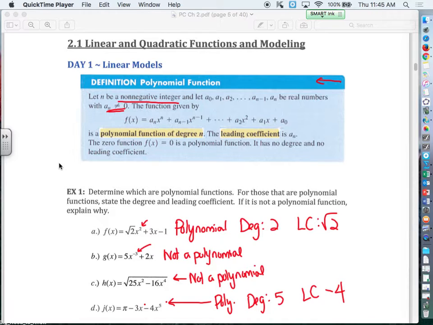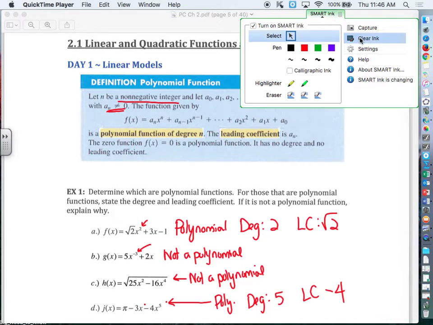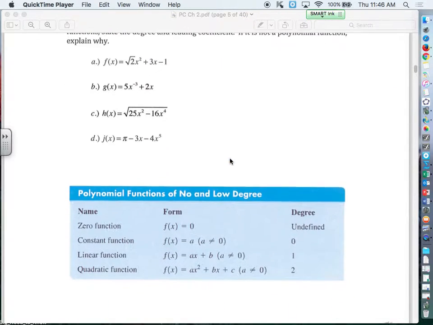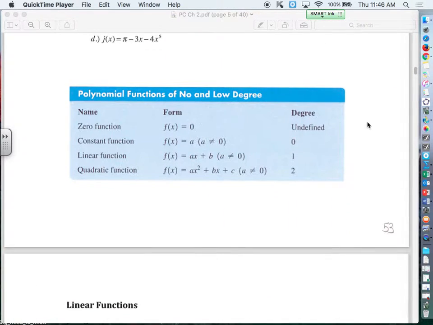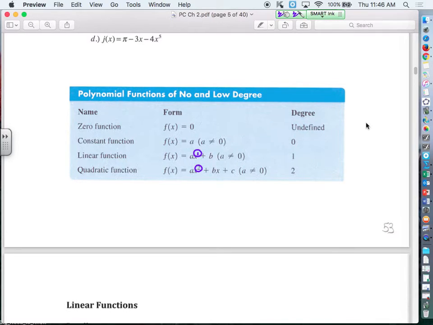So they'll ask you some things about polynomial functions. Are they polynomials? Are they not polynomials? And then this one tells you about the degree for polynomials. We'll deal with quadratic polynomials where you have degree 2. A linear is degree 1. We've dealt with those things.